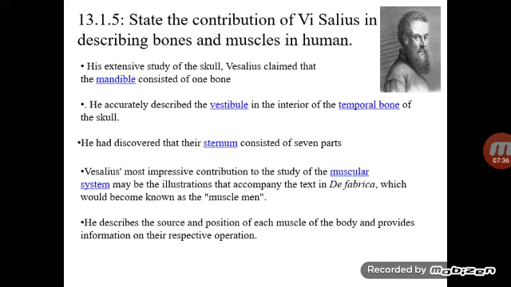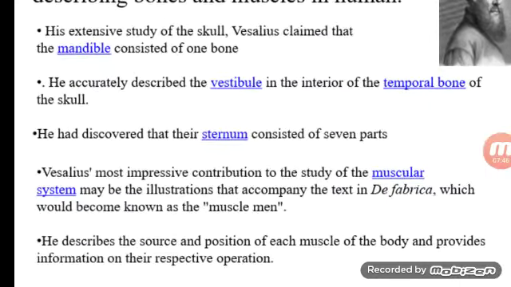Now, 13.1.5: state the contribution of the scientist Vesalius. Actually, this scientist claimed that the mandible consisted of one bone. He described the vestibule in the interior of the temporal bone of the skull. He had discovered that the sternum consisted of 7 parts.